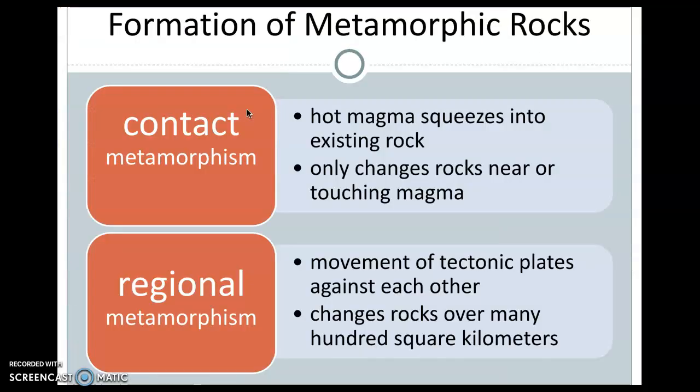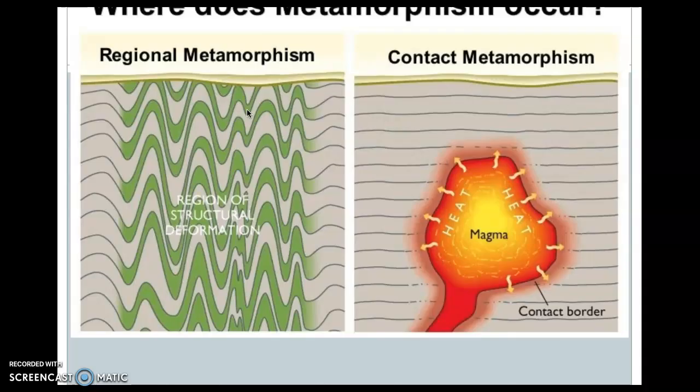We have two ways that metamorphic rocks form, and one is called contact metamorphism, and that was when hot magma squeezes into existing rock, and it only changes the rocks that are near or touching the magma, so that heat and pressure kind of heats it up and causes them to change. And we also have regional metamorphism, and this is movement of tectonic plates against each other, and this changes rocks over many hundred square kilometers. And we'll talk about tectonic plates in our next unit a little bit more. But that would be more with pressure. So you can kind of see how that happens.